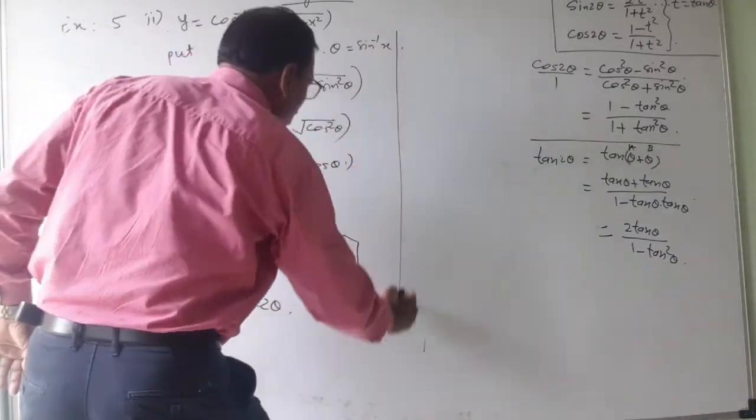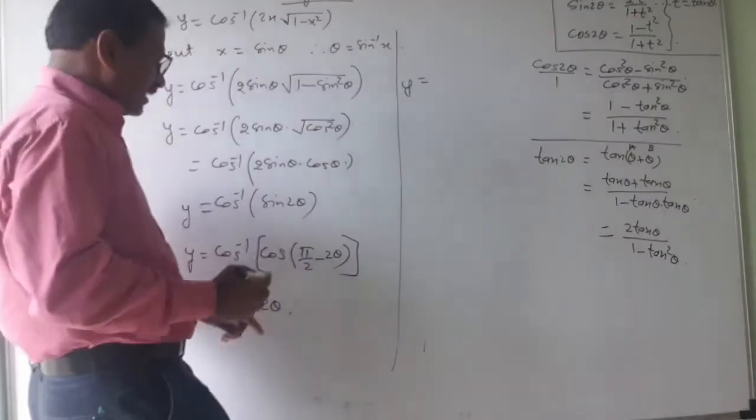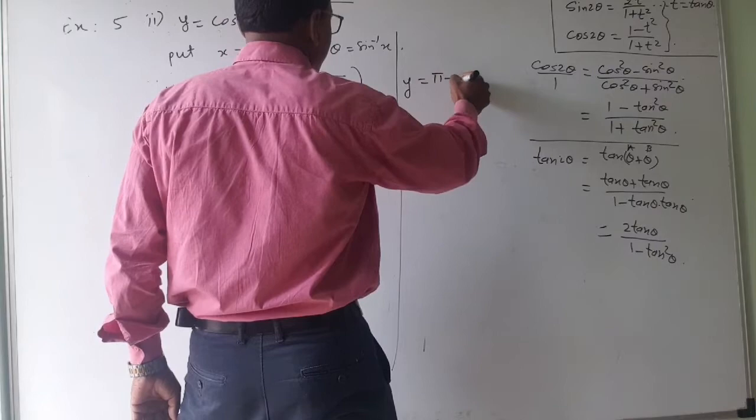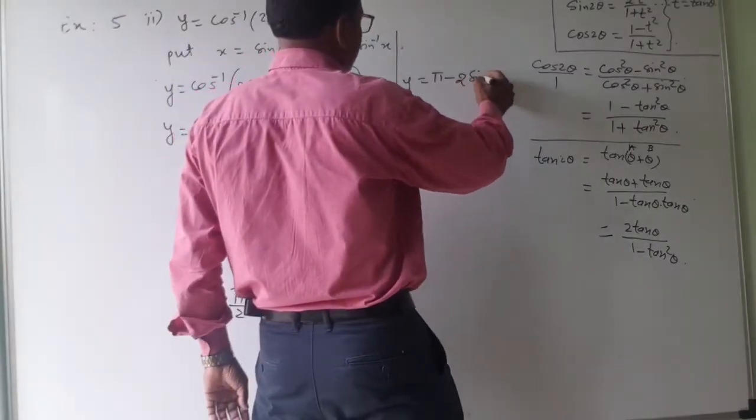Cos inverse cos of pi by 2 minus 2 theta. Now what is meant by this theta? Y is equal to pi by 2 minus 2 theta. Theta is what? Sine inverse x. Sine inverse x.